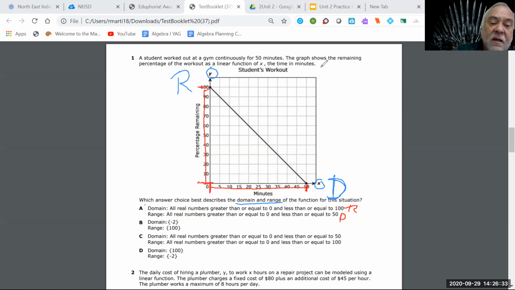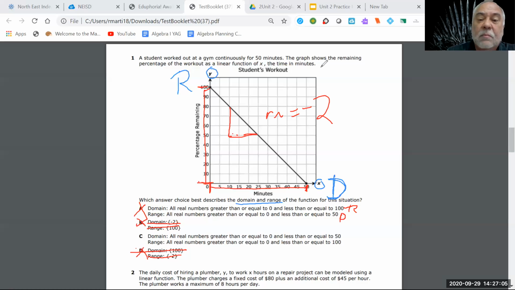It's not A. Look at B. Doesn't even make sense. Domain -2 and range 100. What they're hoping some students will do is calculate the slope, rise over run, and say, oh, the slope is -2. Oh, that must be part of the answer, so they'll pick B or D. But we don't want the slope. And a domain or a range of 100 makes no sense. So it's not either of those.